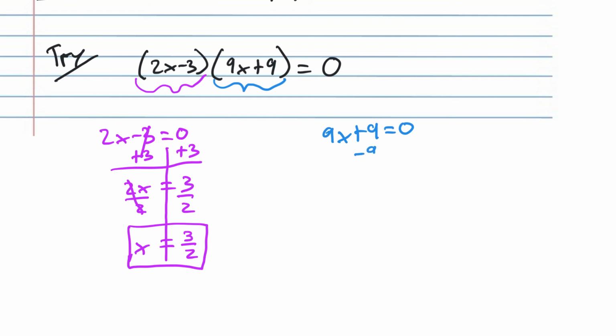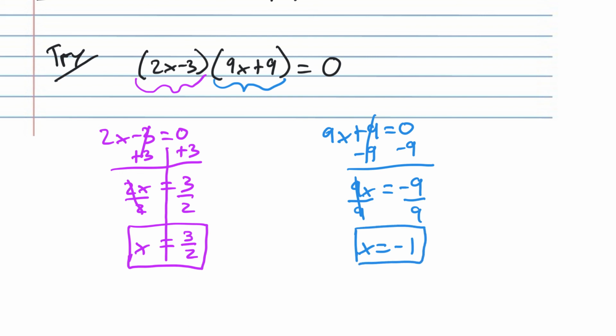Second answer, same process. Let's get rid of that 9. It's positive, so we'll subtract it. If you're confident in your lining up, you don't have to draw that line down the equal sign. That's just there to help with organization. Then let's get rid of that 9 by dividing both sides. -9 divided by 9 does work out nicely to be -1. So our 2 answers, or our 2 roots to this polynomial, are 3 over 2 and -1.